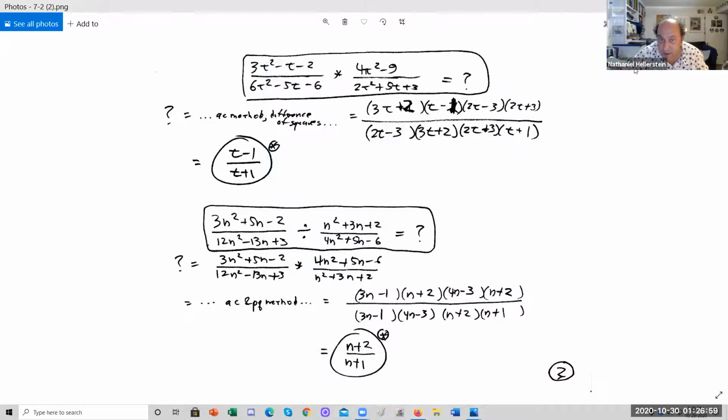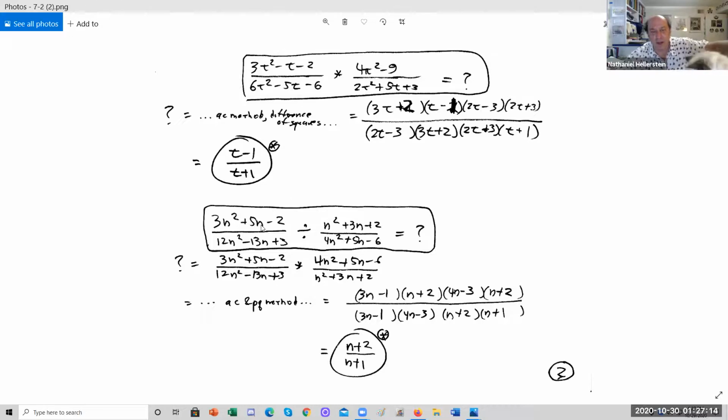All right, 3t plus 2 cancels. The t minus 1 does not. The 2t minus 3 cancels. The 2t plus 3 cancels. And we're left with t minus 1 over t plus 1.